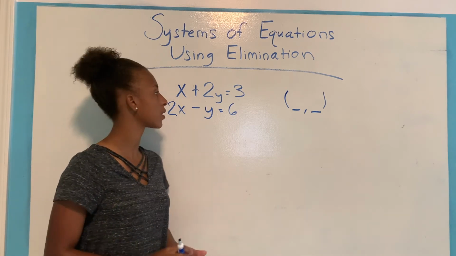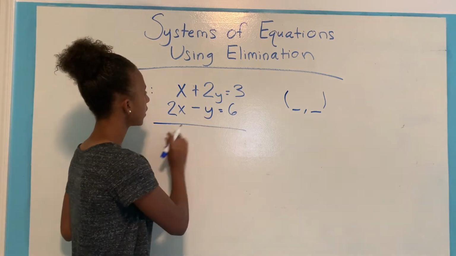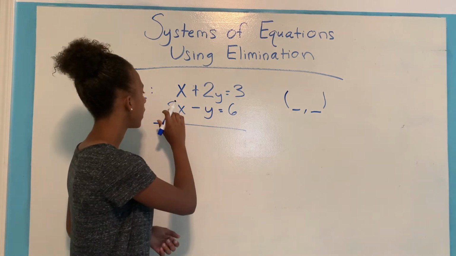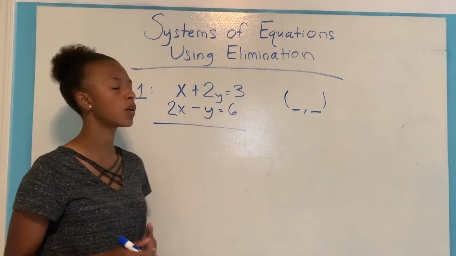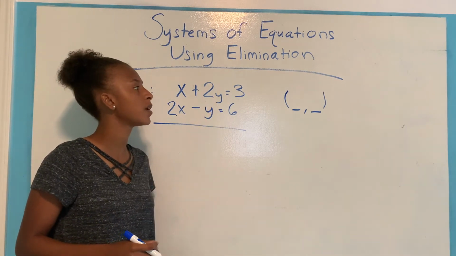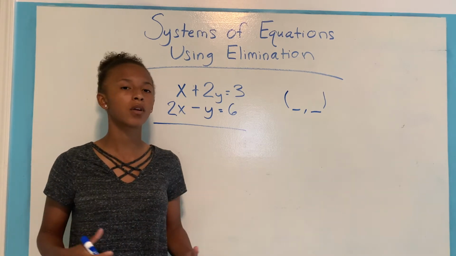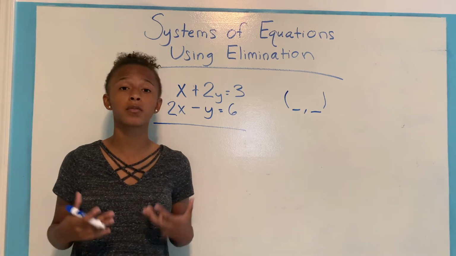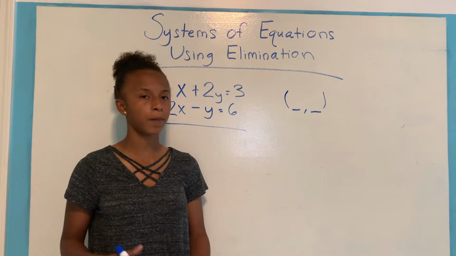Alright, so let's get into this example. Our example right here is x plus 2y equals 3, and then 2x minus y equals 6. In this scenario, it's pretty easy to use the elimination method, because the elimination method is really so that you can cancel out either the x values or the y values to help solve for your answers. Let me show you what I mean by that.